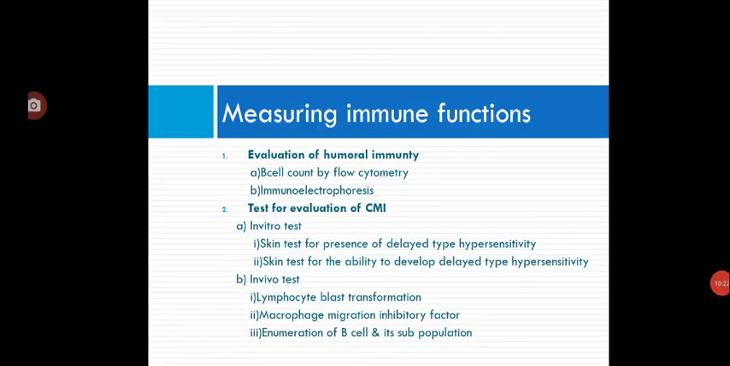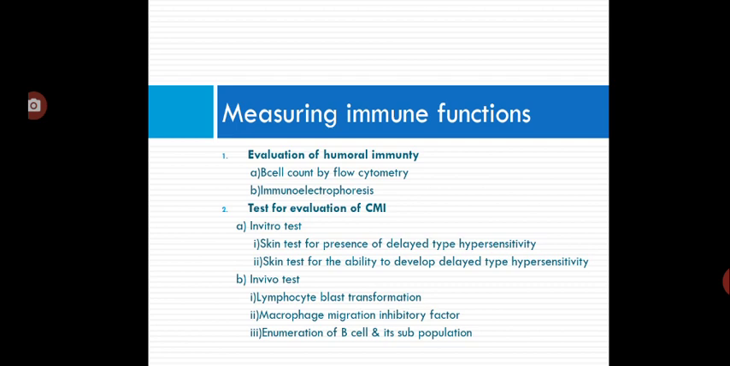Next is measuring immune functions. In this, evaluation of humoral immunity can be done by B cell count by flow cytometry and immunoelectrophoresis. And the tests for evaluation of cell-mediated immune response are divided into in vitro tests and in vivo tests. Under in vivo tests, first is the skin test for presence of delayed type hypersensitivity.